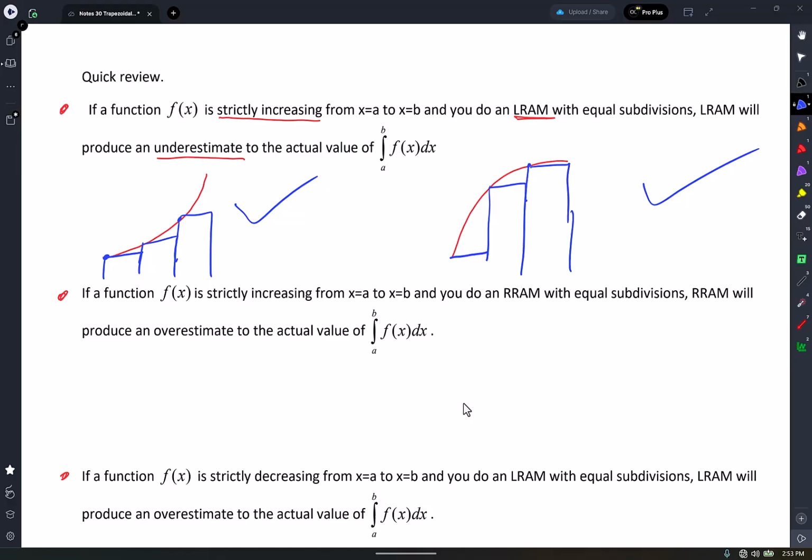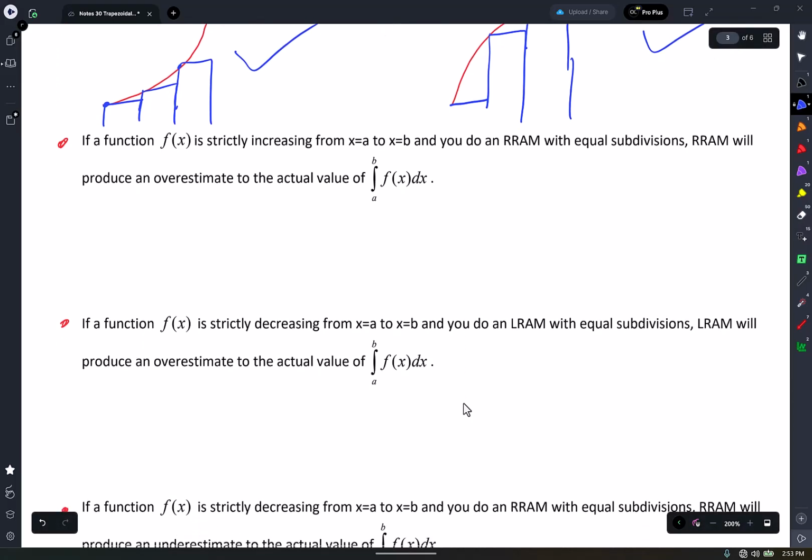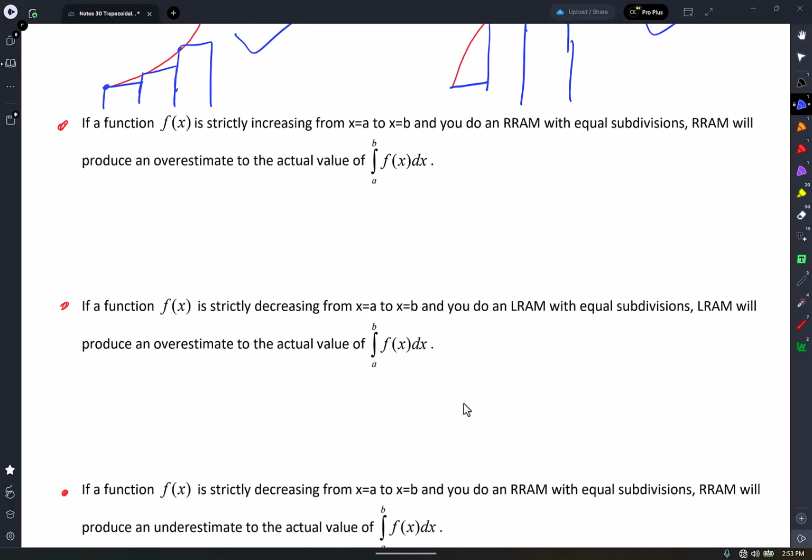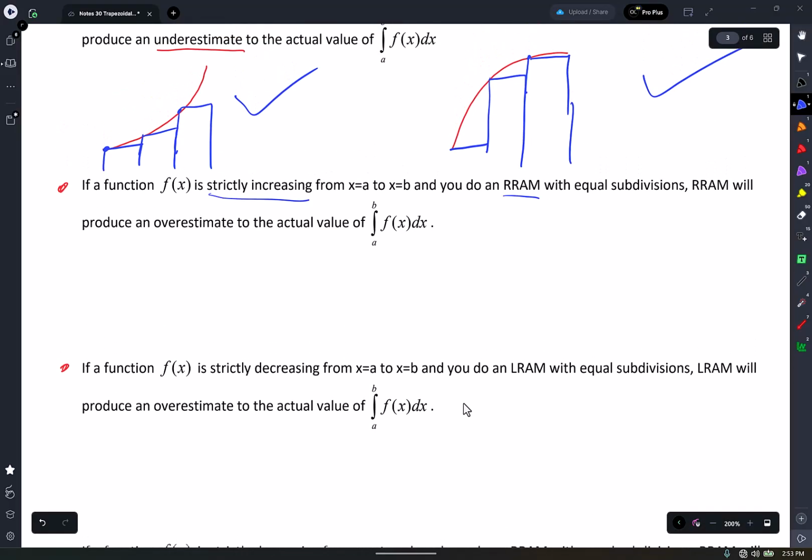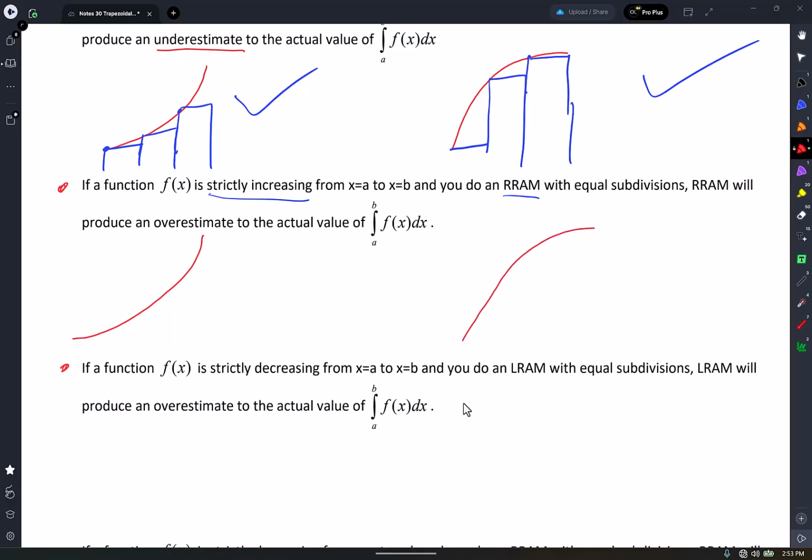As long as it's increasing and you do an LRAM, it's going to be an underestimate. Are we cool? All right, let's go to the next one. If the function f of x is strictly increasing, and I'm going to do an RRAM. So again, same thing. I'm going to do an RRAM. So strictly increasing, concave up, strictly increasing, concave down.